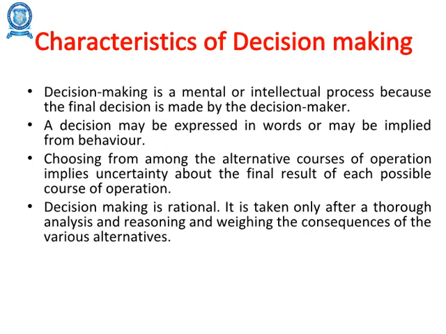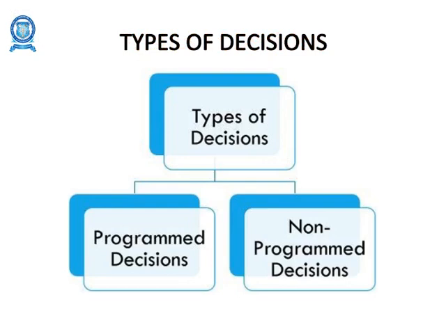A decision may be expressed in words or may be implied from behavior. Choosing from among the alternative courses of operation implies uncertainty about the final result of each possible course of operation. Decision-making is rational. It is taken only after a thorough analysis and reasoning and weighing the consequences of the various alternatives. Types of decisions. Programmed and non-programmed decisions.